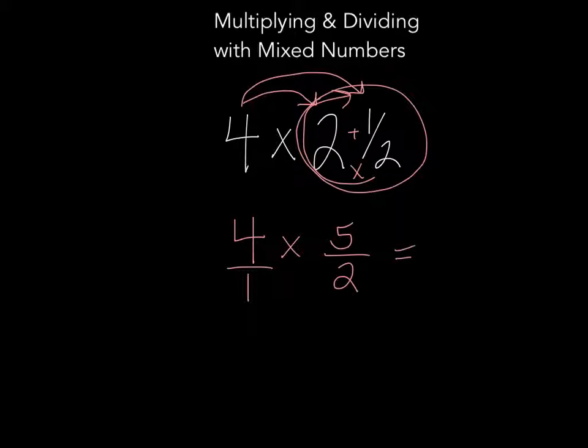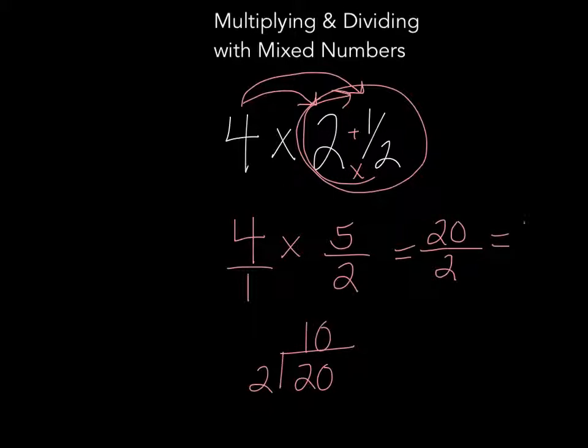4 times 5 is 20. 1 times 2 is 2. And this is improper. And I know that 20 divided by 2 is 10. So 4 times 2 1/2 is 10. And I can show this with a model.